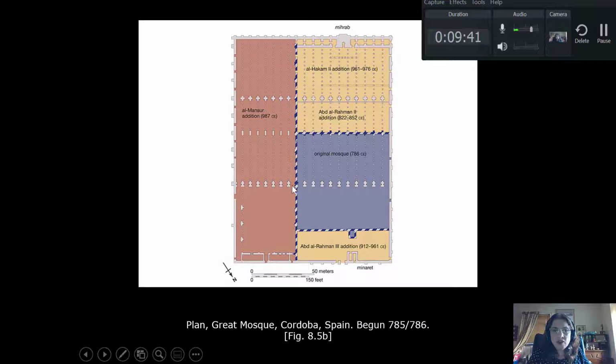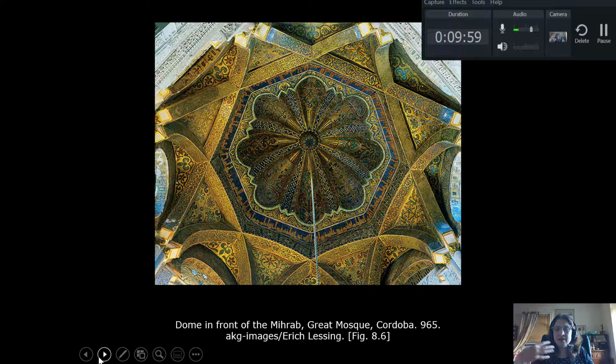And what I'm showing you here now is an overview of the mosque. So here we have the original mosque, right? And then they've added all these sections to it. So in the original mosque, you still see architecture from the original church. And then within this mosque, we have some really amazing things.